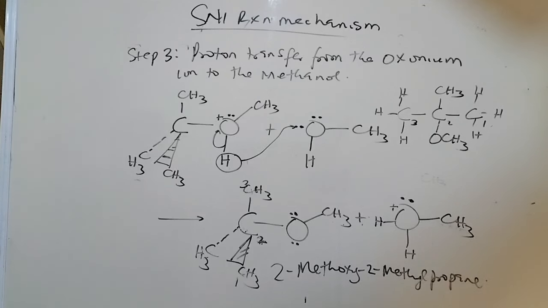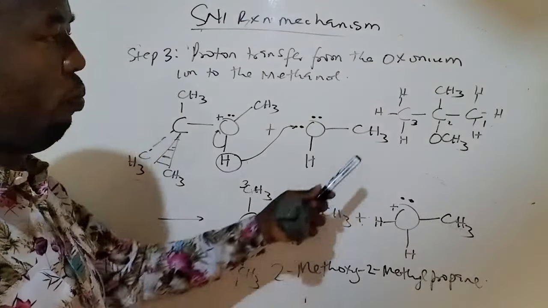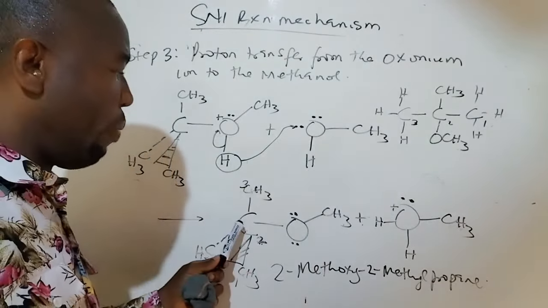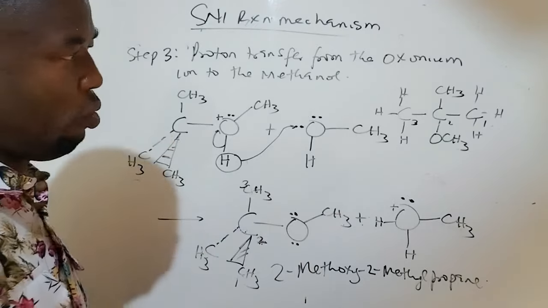Then we say that in the SN1 mechanism, the final product can lead to racemization, that is, giving you 2 enantiomers or 2 isomers of the same compound, the racemic mixture. But it's not a must. This will lead to racemization only if the compound is chiral, but this compound is not chiral. Why is it not chiral?